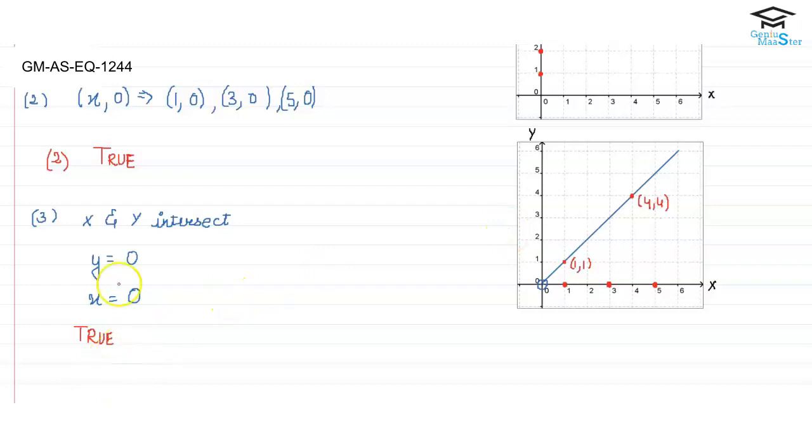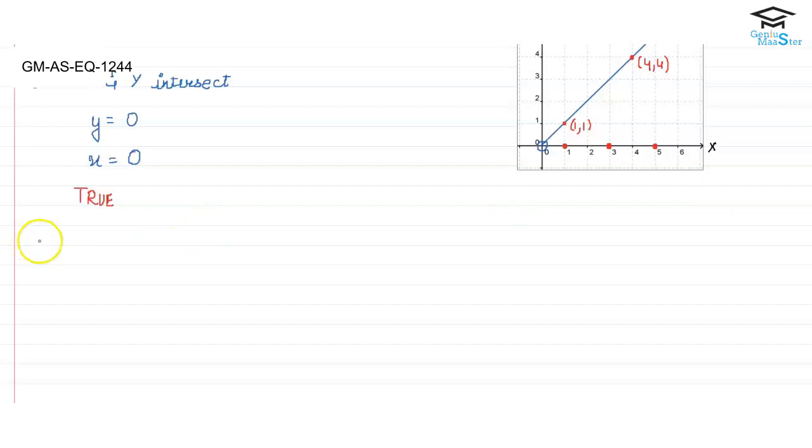We can see that on this line, the value of the x coordinate and the value of the y coordinate are the same. So yes, the line passing through the origin will have the x coordinate equal to the y coordinate. So this is also a true statement. All the statements are true. So this is our answer. Thank you.